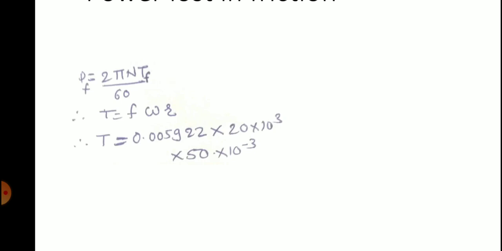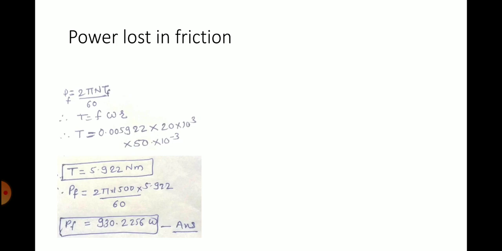So T is equal to 0.005922 into 20 into 10 raised to minus 3. That is, F is 0.005922, W is 20 into 10 raised to minus 3, and R is 50 into 10 raised to minus 3. I am getting TF. So what will be my power? Torque lost in friction is equal to 5.922 Newton meter. Put this value in the PF, I am getting 2 pi into 1500 into 5.922 divided by 60. So power lost in friction is 930.2256.